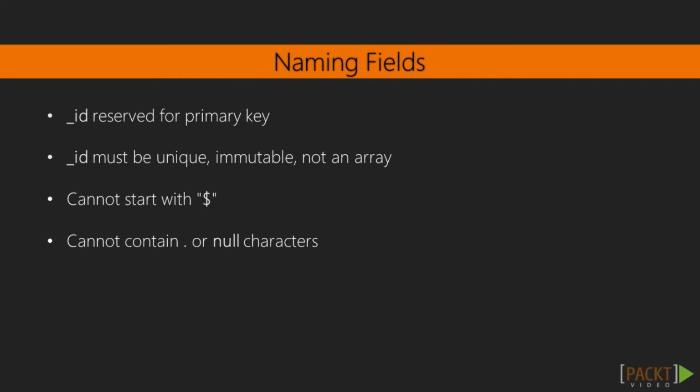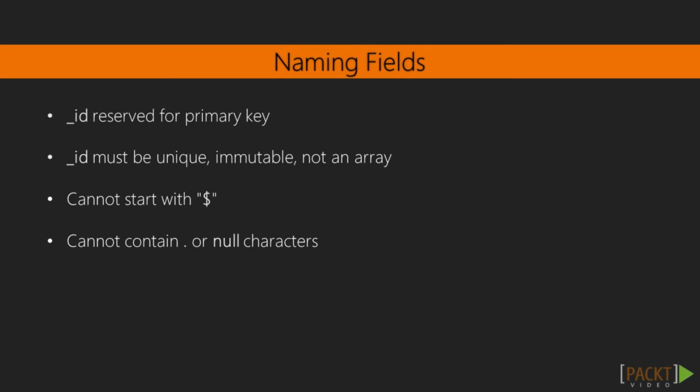Field names in documents also have some restrictions. The _id field is reserved for the primary key and must be unique, immutable and not an array. The field names cannot start with a $ sign, and cannot contain a dot or null character.